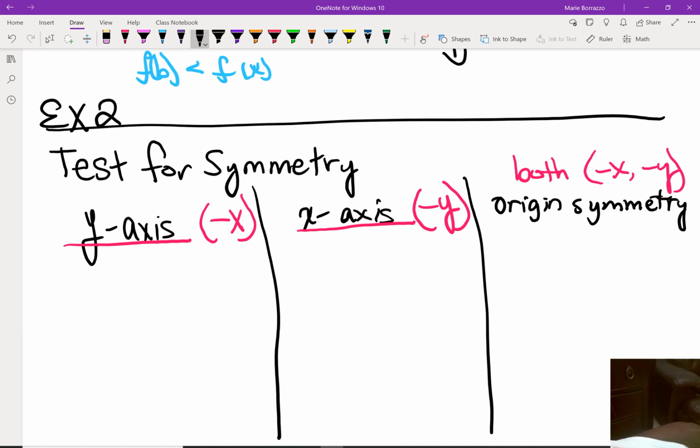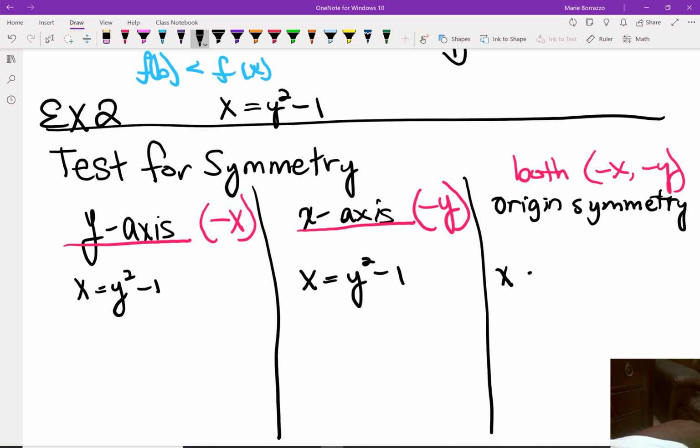So watch. The question in this case says, determine whether the graph of x equals y squared minus 1 is symmetric with respect to the y-axis, the x-axis, or the origin. So we're going to take our equation. I'm going to write it down across all 3. So you see where I'm starting. Okay, and now we're going to apply our test.